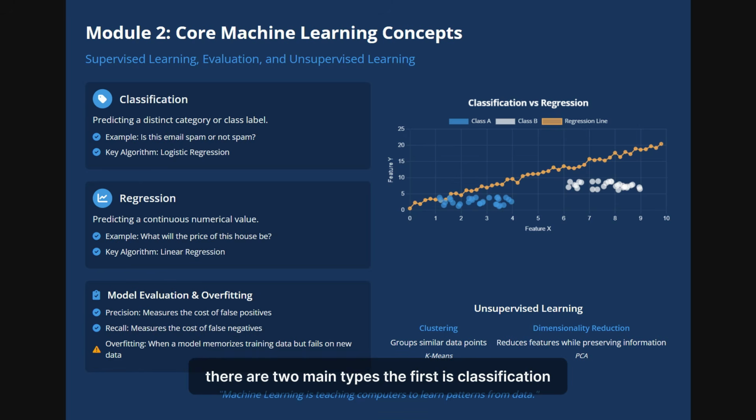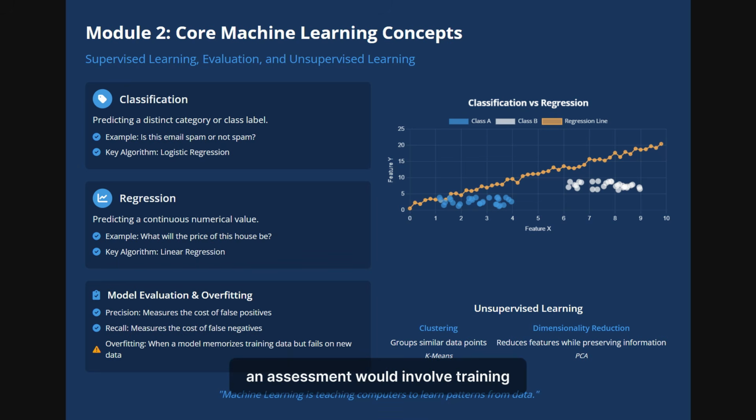The first is classification, where we're predicting a distinct category. Is this email spam or not spam? The key algorithm here is logistic regression. The second type is regression, where we're predicting a continuous number. What will the price of this house be? The key algorithm here is linear regression.